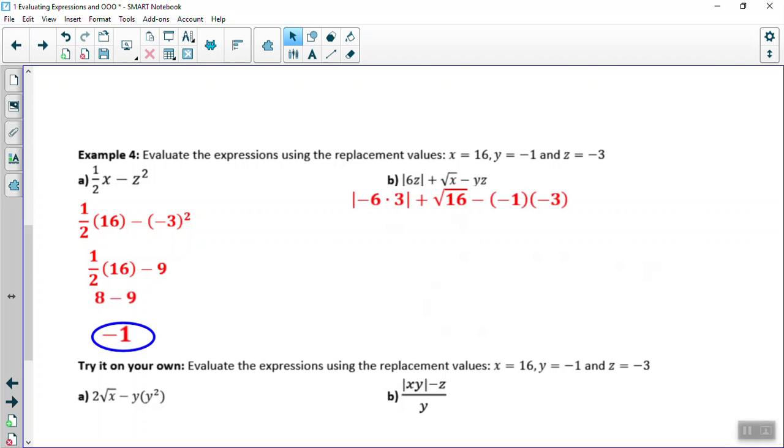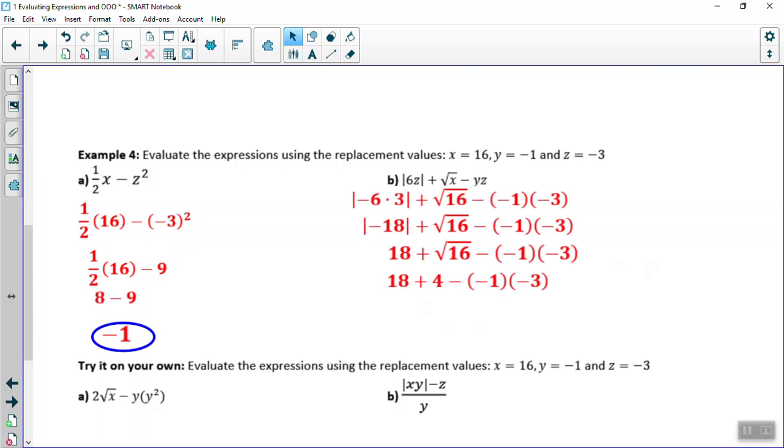Okay, so now let's take care of grouping symbols inside my absolute values. I can do negative 6 times 3 gives me negative 18. I still have the absolute value symbols because I have not actually performed that operation yet. Now we can take the absolute value of negative 18, and that gives me a positive 18. Right now, I have this grouping symbol here, my square root symbol, so we can take care of that next. So the square root of 16 is 4.